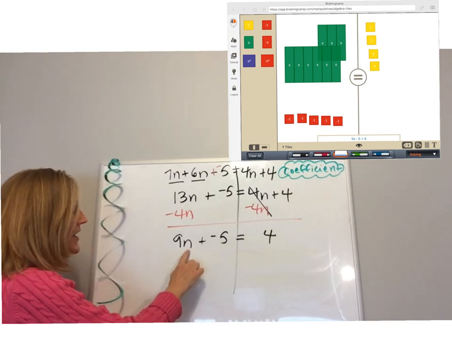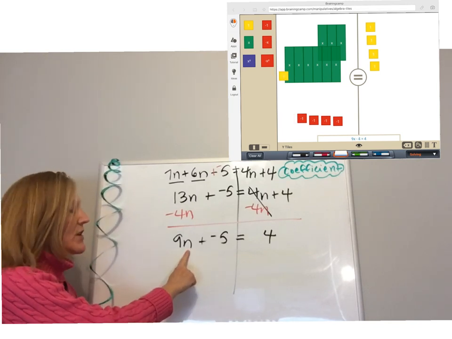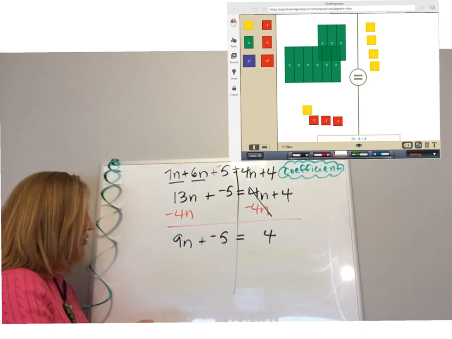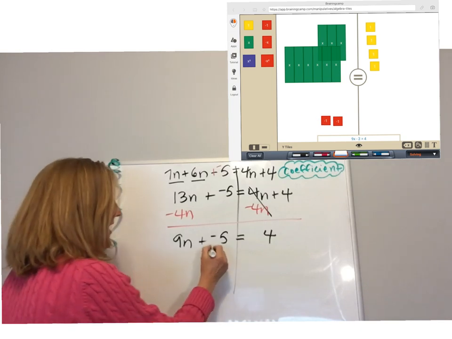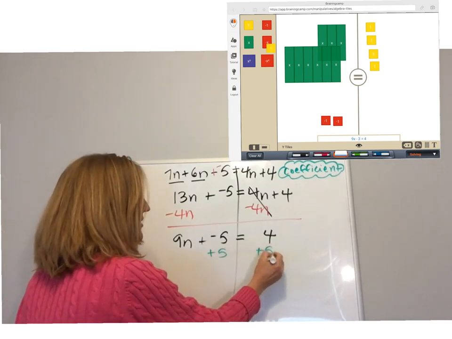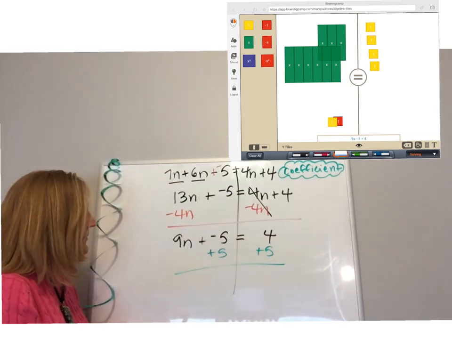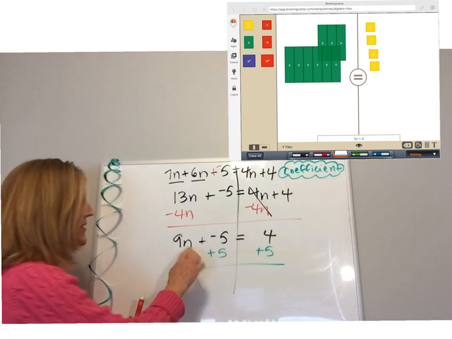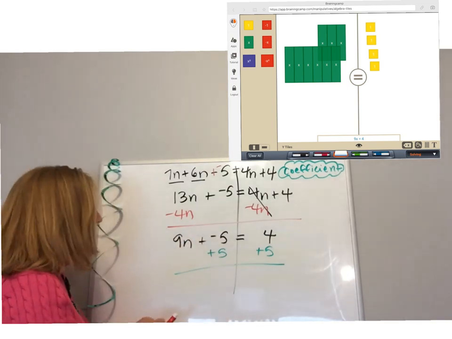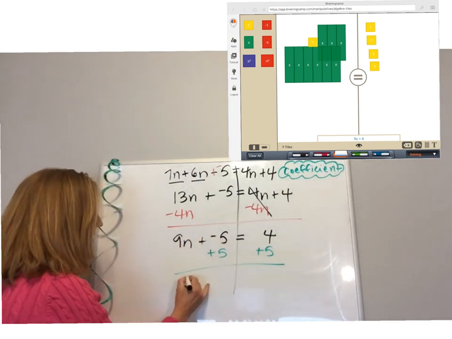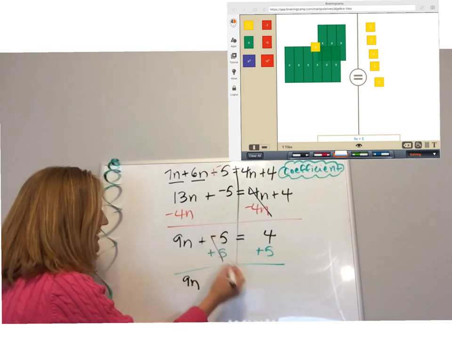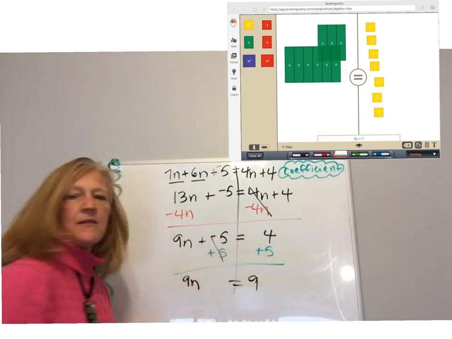Then I have to get n by itself, so I'm going to get rid of the negative 5. And to do that, I'm going to add 5 on our tile diagram. That would be 5 green little ones. No, I'm sorry, it would be 5 yellow, excuse me. All right, now we're going to have 9n, that's 0, equals 9.